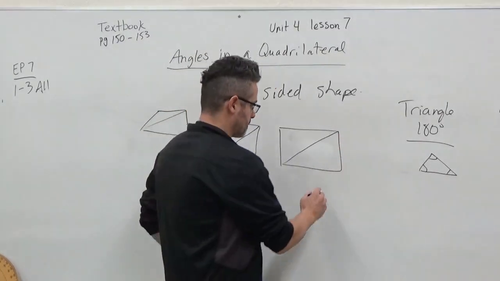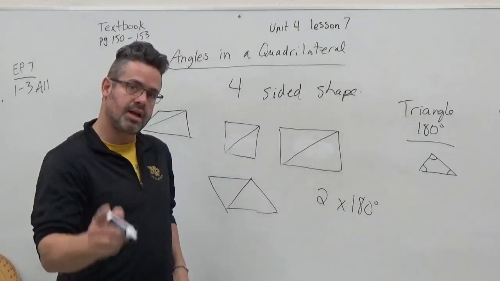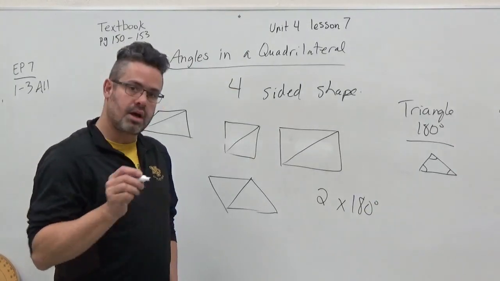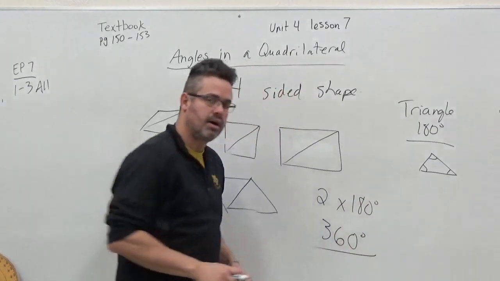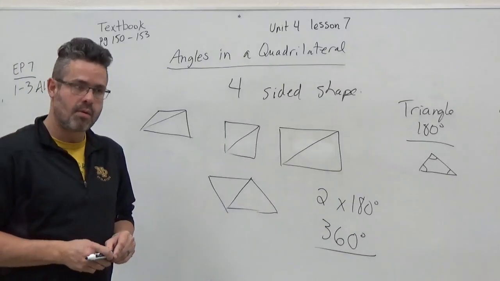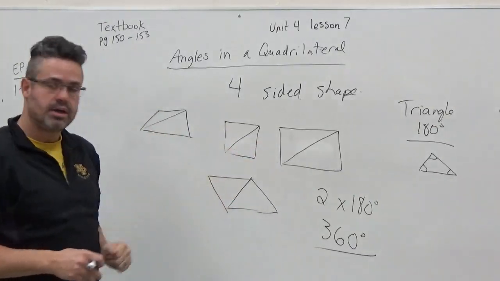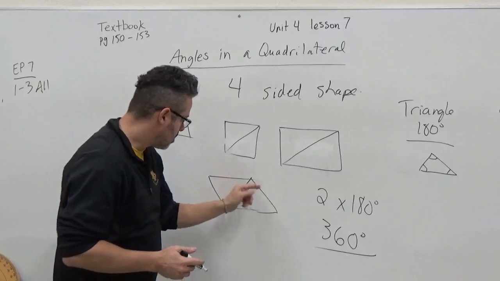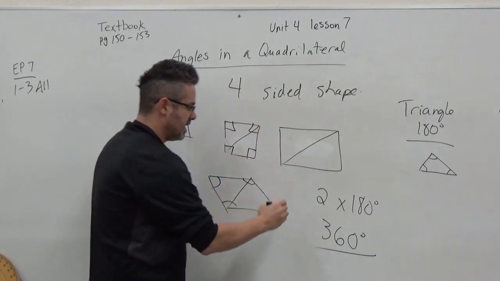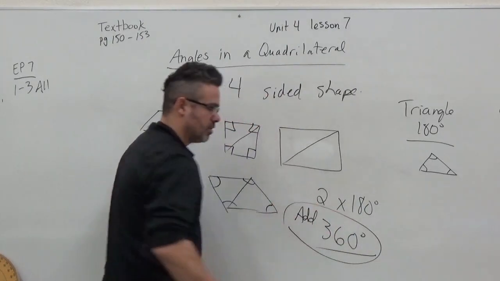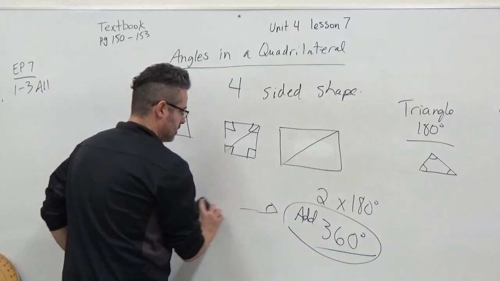Two triangles. 2 times 180 degrees equals, I'll let you see if you can do that in your head, or real quick with a calculator or something. 2 times 180, 360 degrees. So what does that mean? It means that every single quadrilateral, whether it's a square, a rectangle, a parallelogram, if you measured all of the angles on the inside, they will always add to 360 degrees. Okay, pretty simple concept.